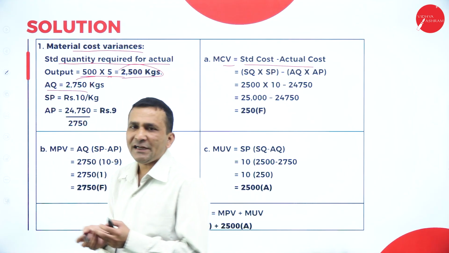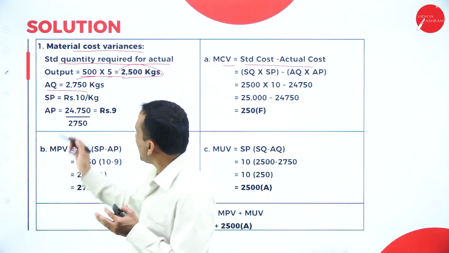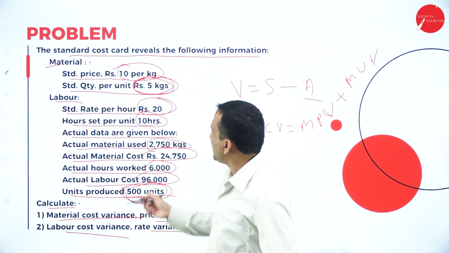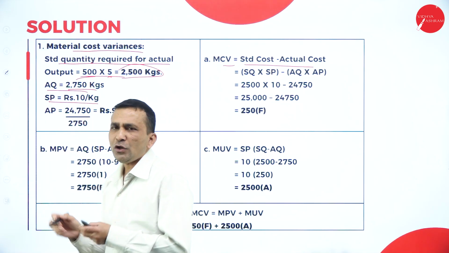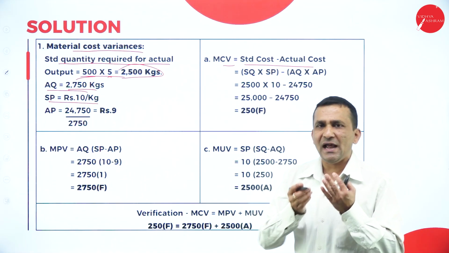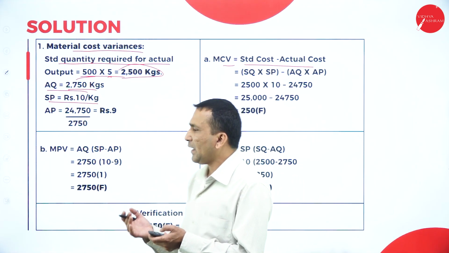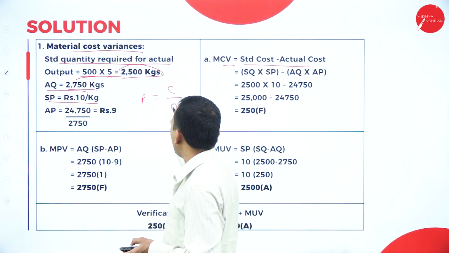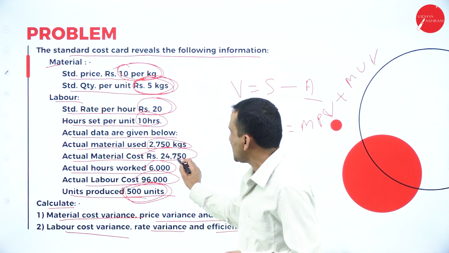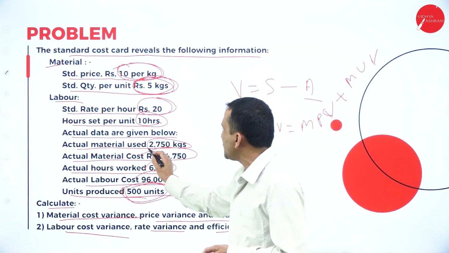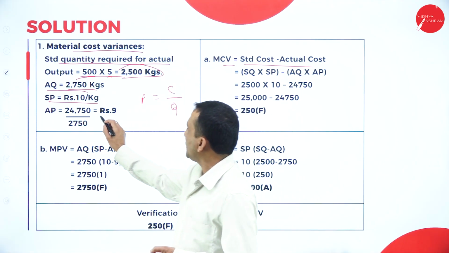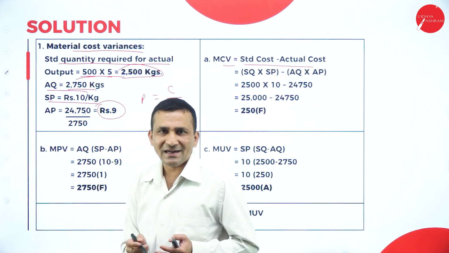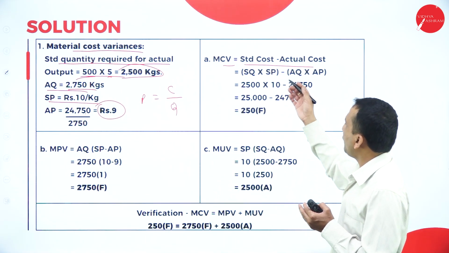Now the actual quantity is given in the question, no need to calculate directly. The actual material is 2750 kg. Now the standard price per kg is also given, 10 rupees per kg. And the actual price is not given, but the information is given: actual material cost divided by actual quantity. Okay, so to easily find the price, the formula is cost divided by quantity. In the question the cost is given, 24,750. The quantity is 2,750. If you divide 24,750 by 2,750, you are getting the actual price as 9. Once you get that, we have whatever the formula requires.